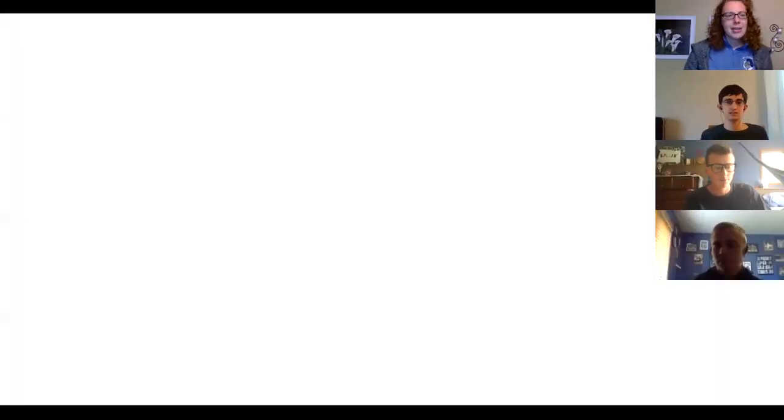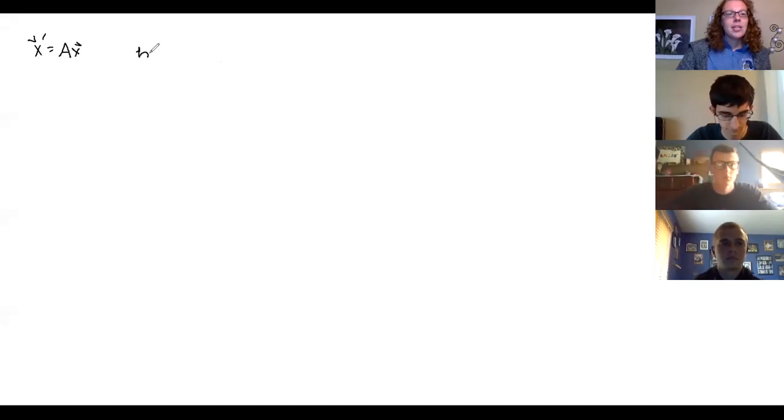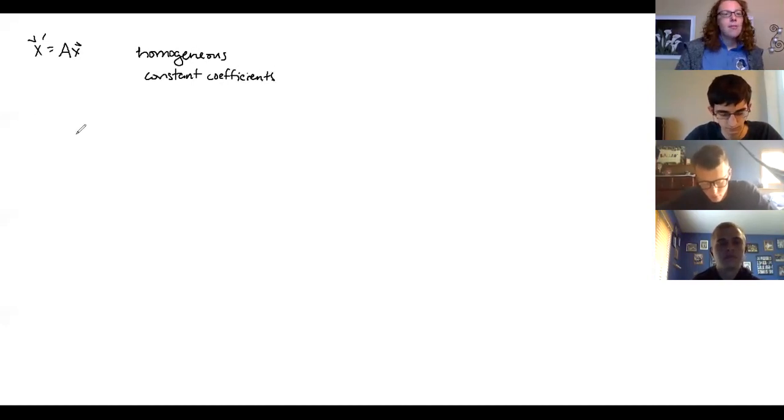We did it in breakout rooms yesterday. I'll do it live today. So here's where we're at. We have a differential equation, vector x prime equals vector A times x, right? Remember, this needs to be homogeneous and it needs to have constant coefficients. Those are the two requirements for using this technique in order to solve.